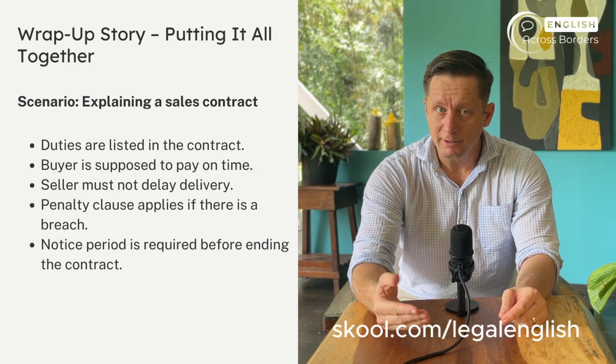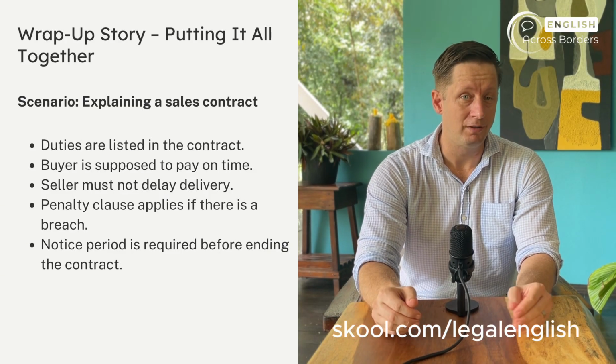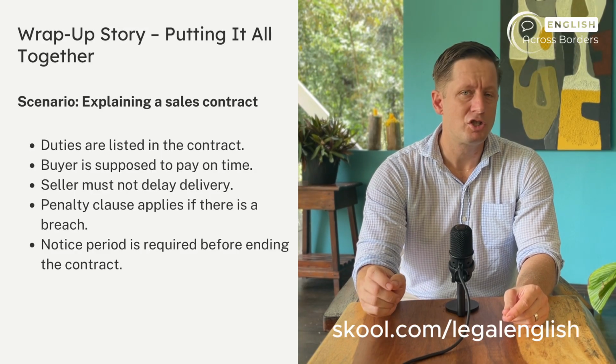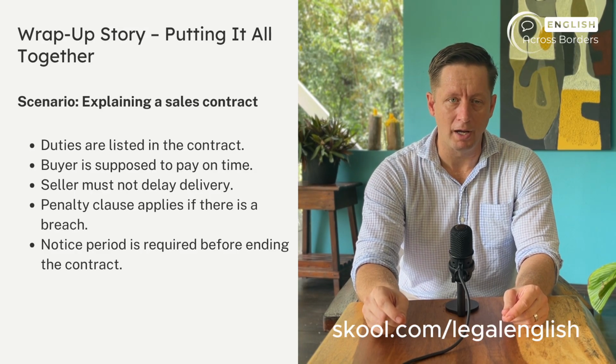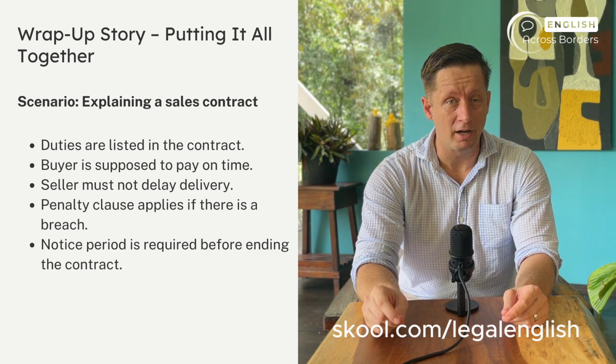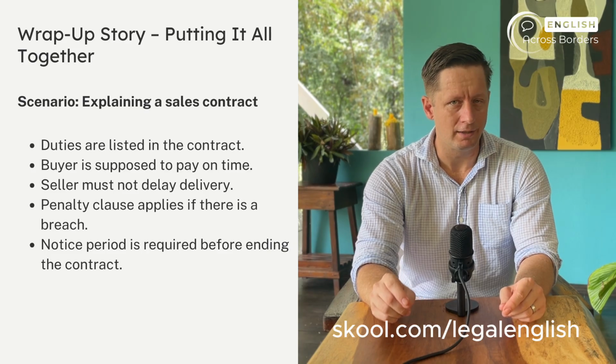If you do not, there is a breach of contract. Then the lawyer speaks to the seller. You must not delay delivery. The chairs are supposed to be delivered by June 1st. If you deliver late, the penalty clause applies. You will have to pay $200 for each late day.